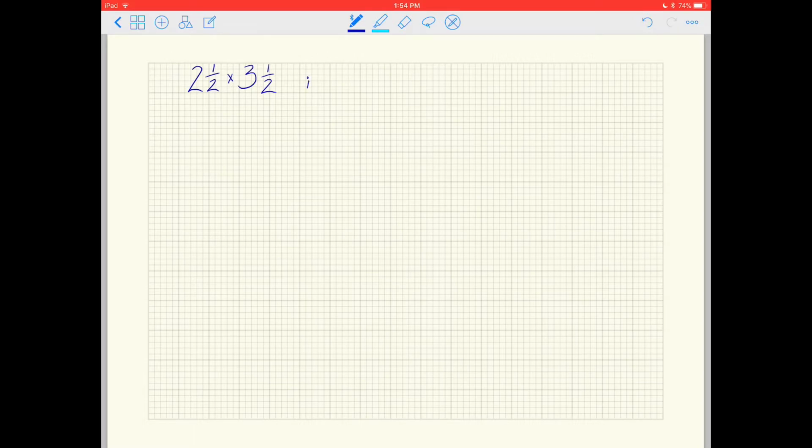And here's the most common mistake. People are going to tell me that it is 6 1/4, but it is not 6 1/4. It's easy to think 2 times 3 is 6, and a half times a half is a fourth, but you're actually missing part of the problem if you do that.